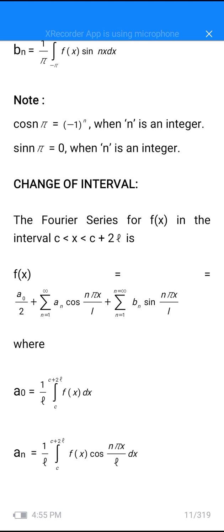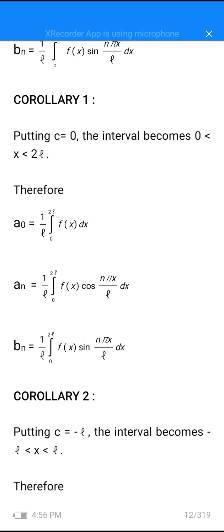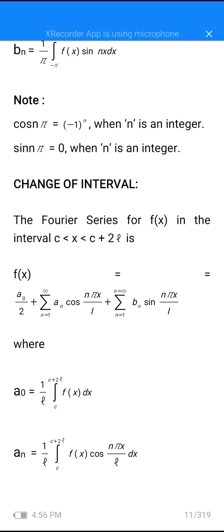So these are the key points. And then change of interval. Now if you have the interval c to c plus 2L, wherever you had pi values in the formulas we already saw, you can apply L. So a naught equal to 1 by L into the integral 0 to 2L of f of x dx, where 0 to 2L is the limit for this case.